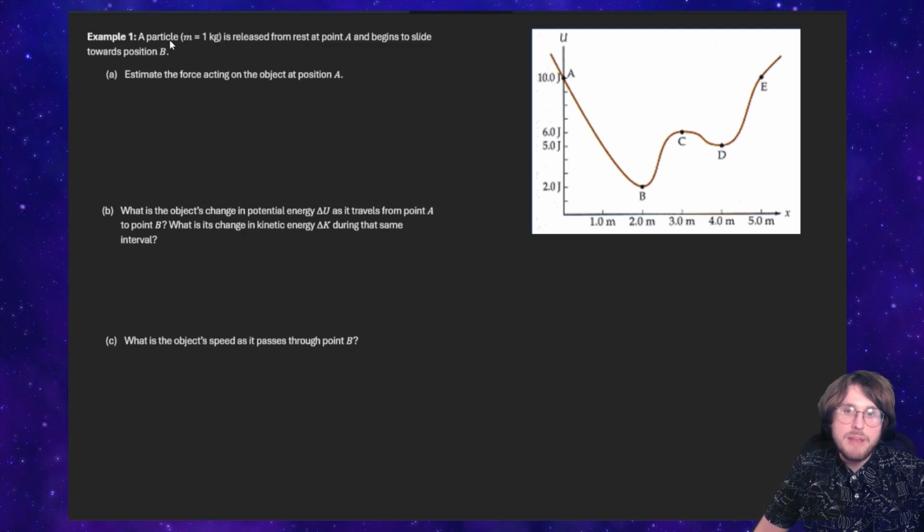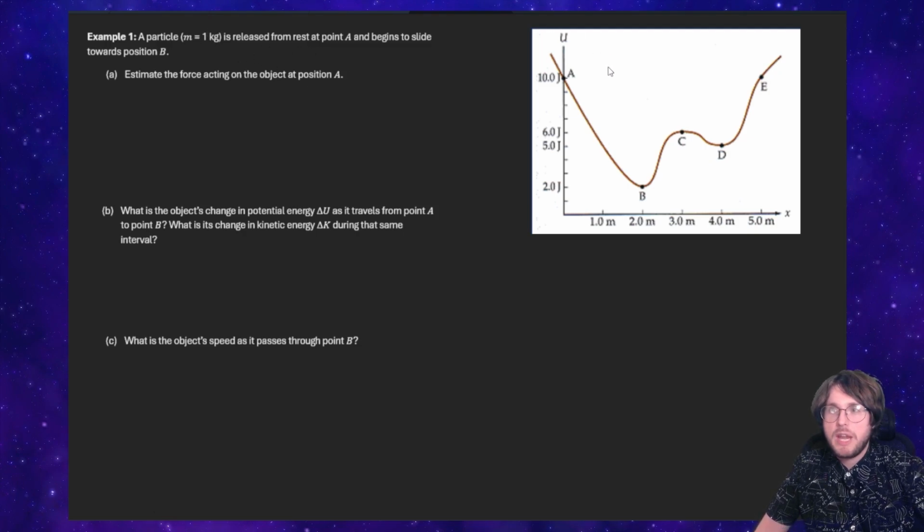So here we've got a particle with a mass of 1 kilogram, nice, and it's released from rest at point A, right over here, and it begins to slide towards position B, right over here.